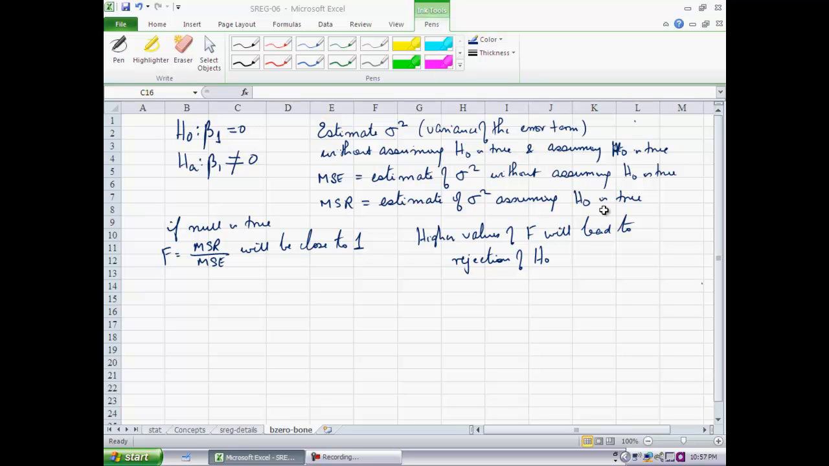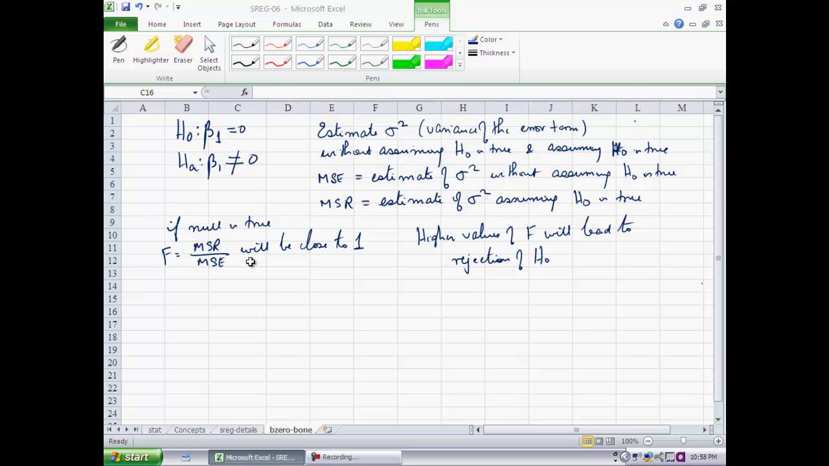You may recall we did the same sort of mental exercise when we were doing ANOVA, when we were trying to test the equality of means of multiple populations. The way we did it was to compute the variance of these populations in two different ways. One way was without assuming that the null is true. The second way was assuming that the null is true. This is the same sort of logic over here. We assume that the null is true and compute what the variance of the error terms might be, and then we don't assume that the null is true and do the same calculations.